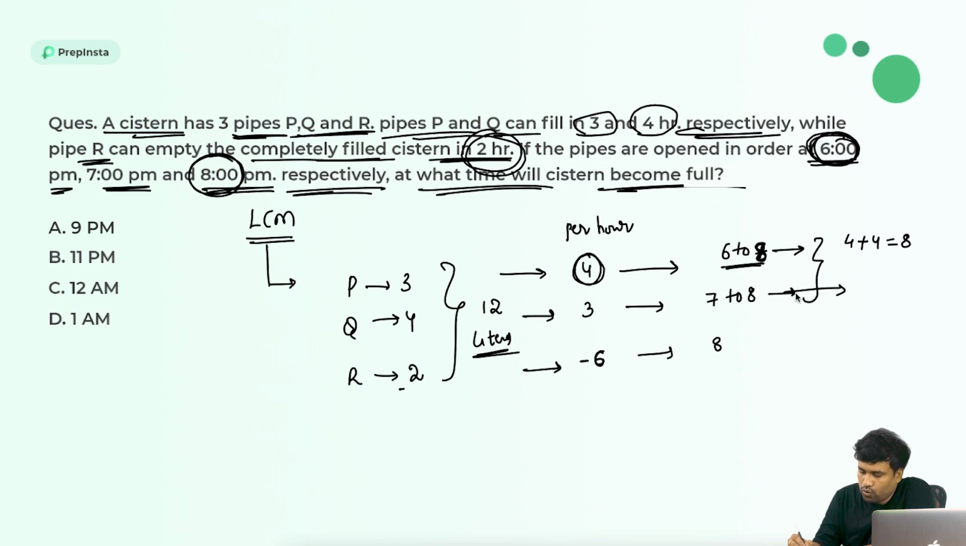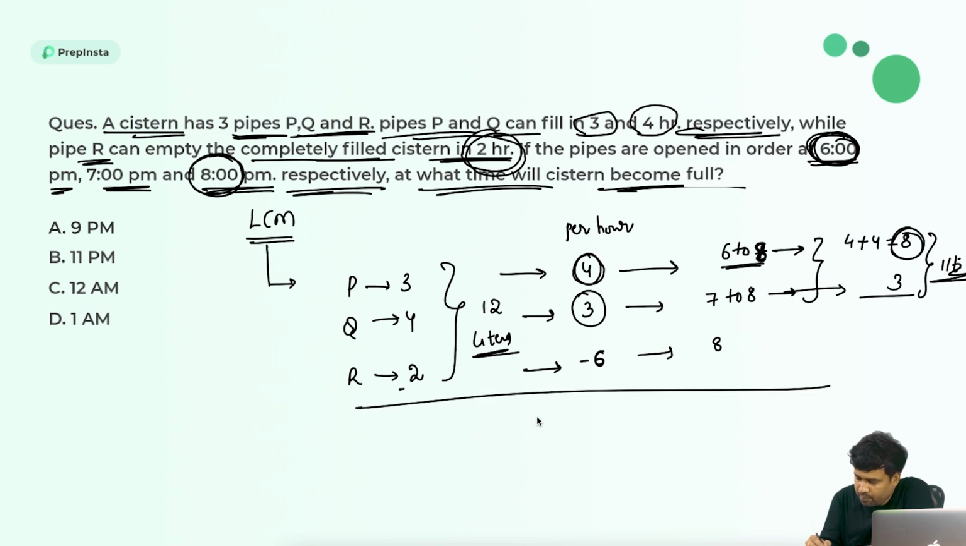And pipe Q is worked for only 1 hour, 7 to 8. But pipe P is worked from 6 to 8, 2 hours. If you consider 1 hour, the problem got spoiled and you will end up with the wrong answer. So pipe P is worked for 2 hours, 6 to 8, which is nothing but 8 liters completed by P. And here 3 liters is completed by Q. So total 11 liters already completed.